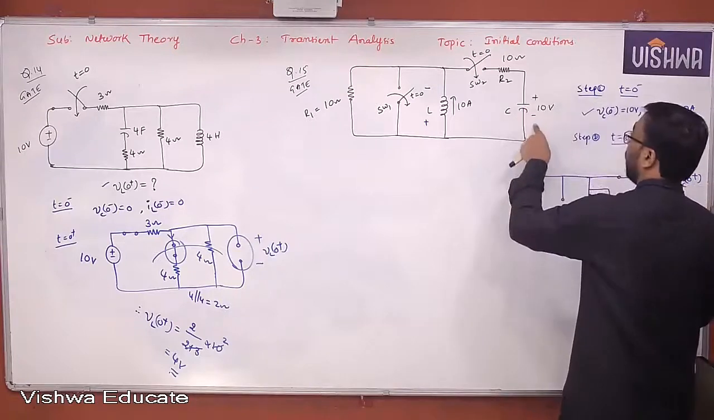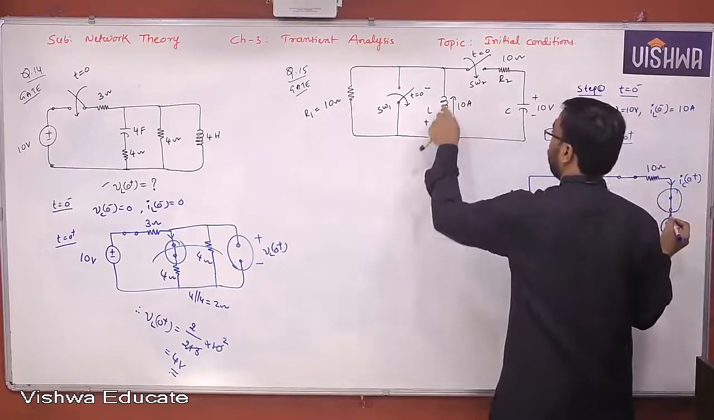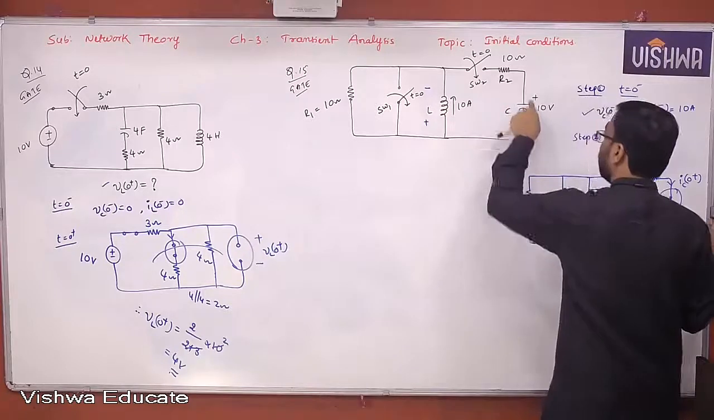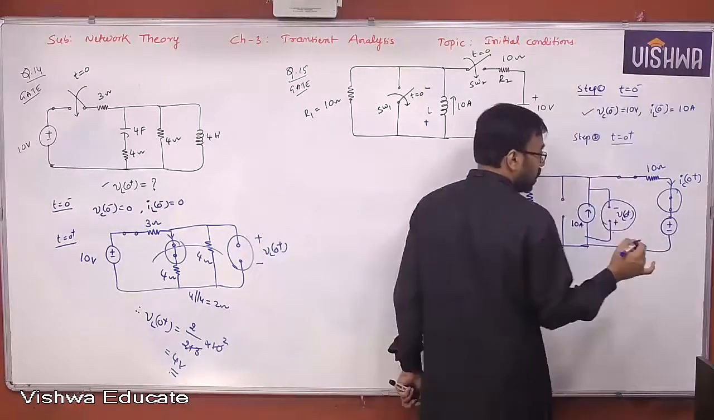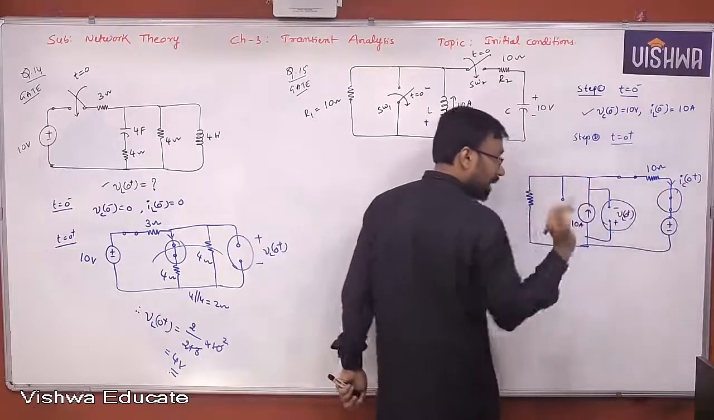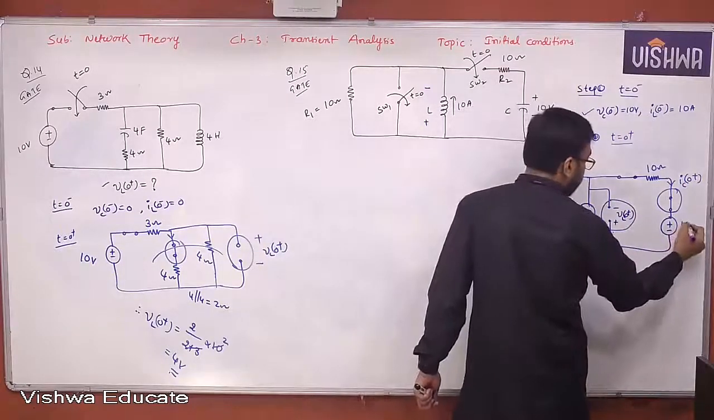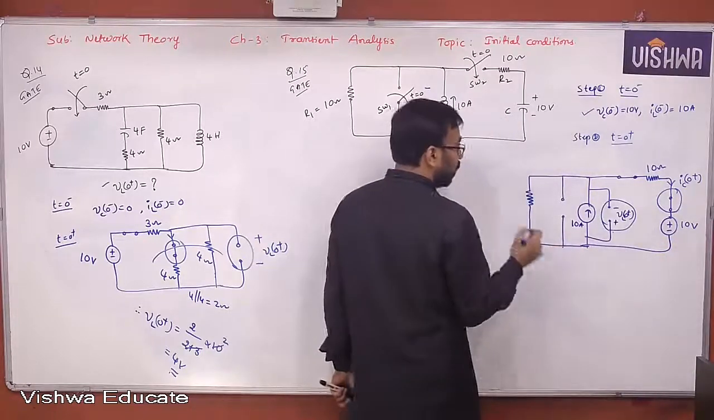Because based on the polarities given, based on the direction of current given, polarities are placed. Based on the polarities given, current direction is placed because both are passive elements. According to passive convention, I have placed the direction as well as the polarities like this. What is the value here? 10 volt. Clear all of you? This is 10 volt.